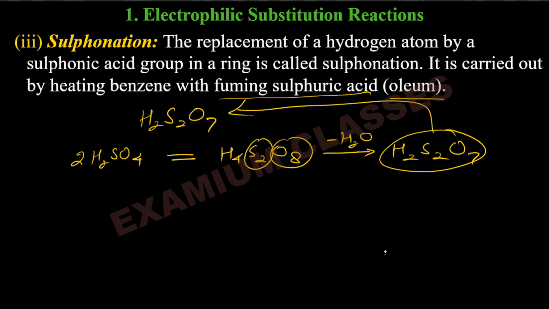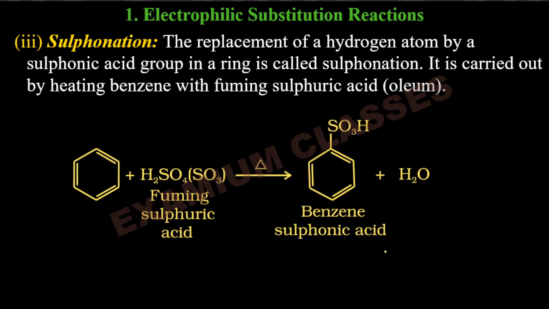This is also known as fuming sulfuric acid because fumes of sulfuric acid appear when you use it. So this is written as H2SO4·SO3, which is fuming sulfuric acid. However, it is H2S2O7. Memorize this reaction. In this case, hydrogen is replaced by SO3H. Again, electrophilic substitution reaction, and we get benzene sulfonic acid. This is known as sulfonic group.